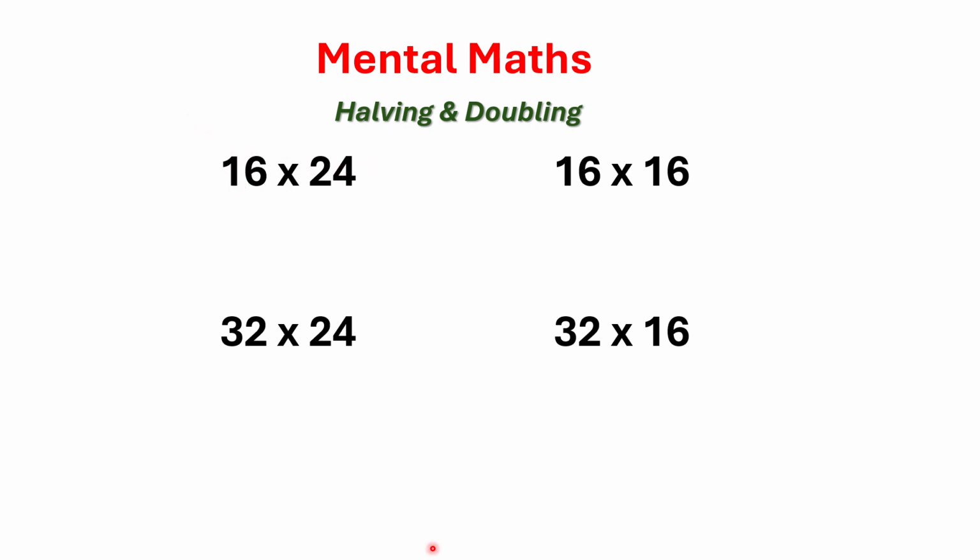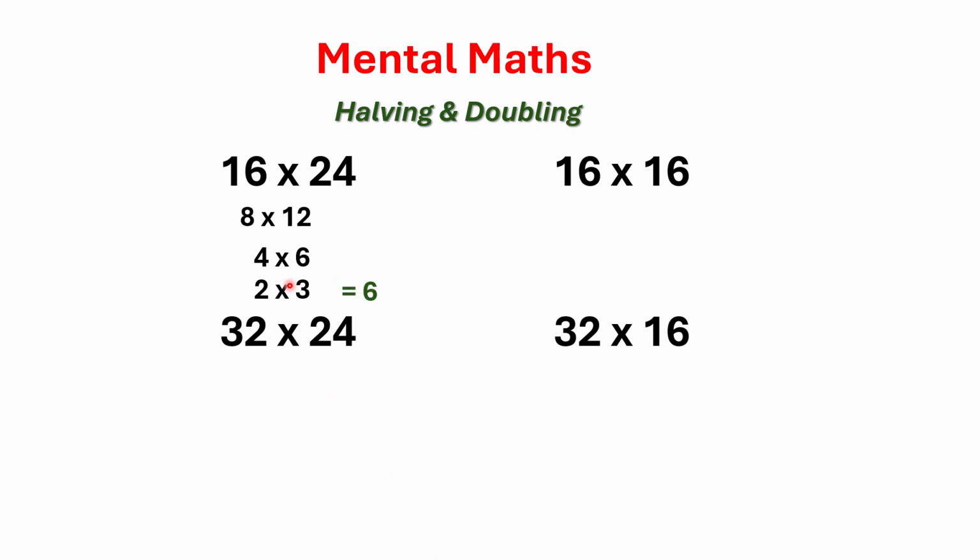Now let's halve both numbers. It's going to be 8 times 12. I halve the 16 and I halve the 24. I don't know 8 times 12, so I halve both of them again. So it's going to be 4 times 6, half again, 2 times 3. 2 times 3 is 6. Now to find 4 times 6, it's going to be double of 6 and double of the answer.